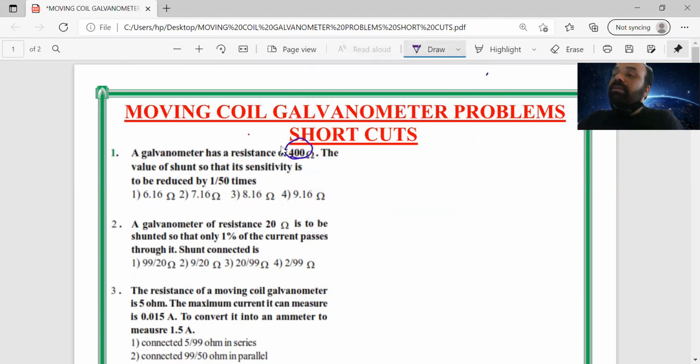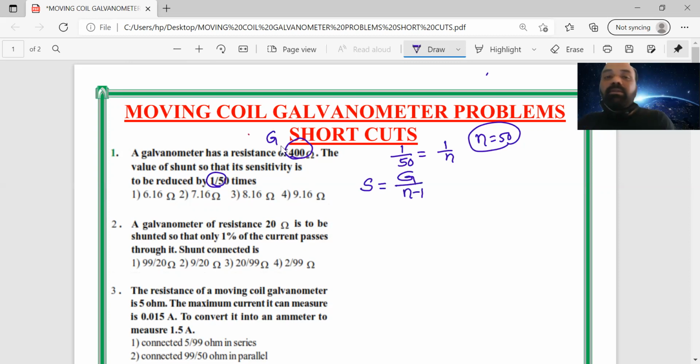The galvanometer has the resistance 400, this is the galvanometer resistance. The value of shunt so that its sensitivity is reduced by 1 by 50 times. So this 1 by 50 you just compare with 1 by n. So n value is 50. When they ask for the shunt resistance, the formula is S is equals to G by n minus 1.